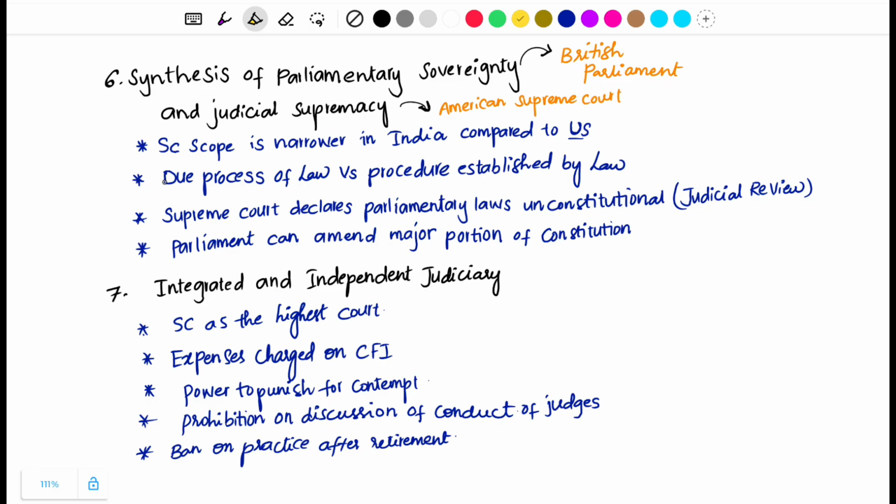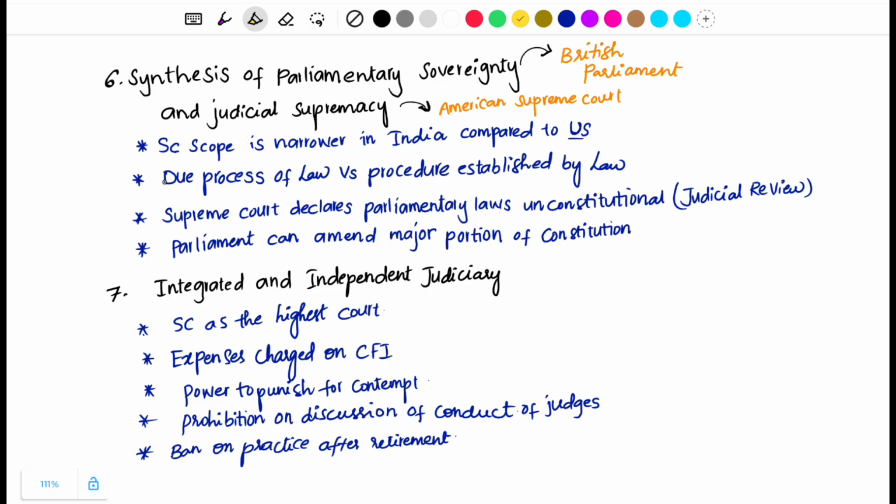So we have a synthesis of both parliamentary sovereignty and judicial supremacy. The Supreme Court's scope is narrower in India when compared to the US. I have already said that the American Supreme Court has a wider scope in judicial matters than the Indian judiciary. We have a concept called due process of law versus procedure established by law. Some luminaries opined that India has also turned itself into due process of law, but I think the Constitution has provided for only the procedure established by law.